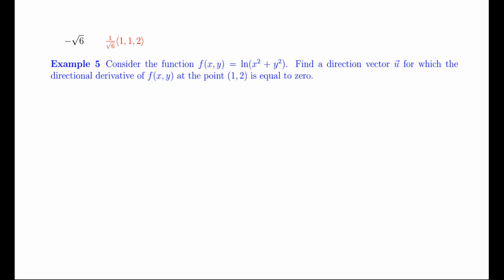Now, of course, what we actually have written down here is plus or minus that, because you could always take the negative of the vector that we found, and that is also a vector that is orthogonal to our gradient of f at 1, 2.